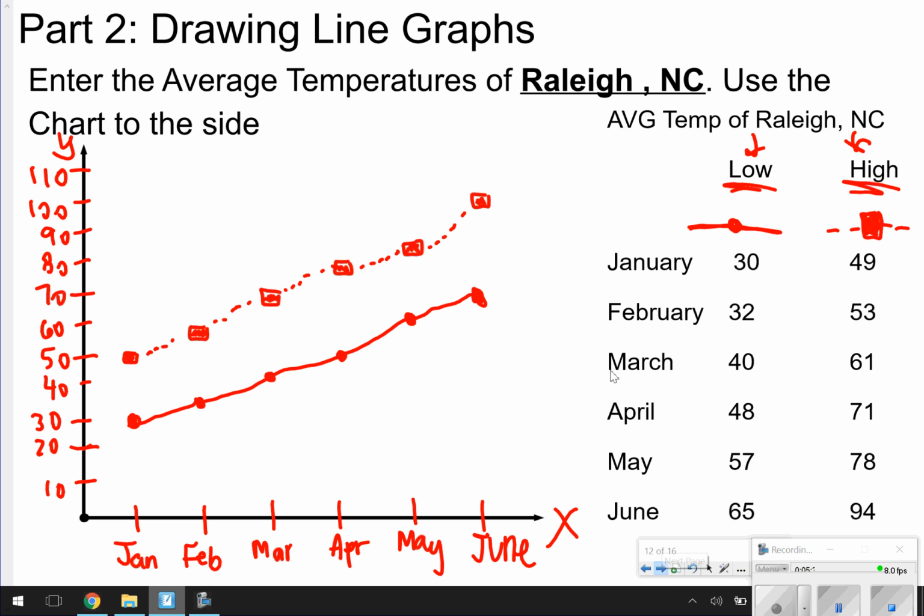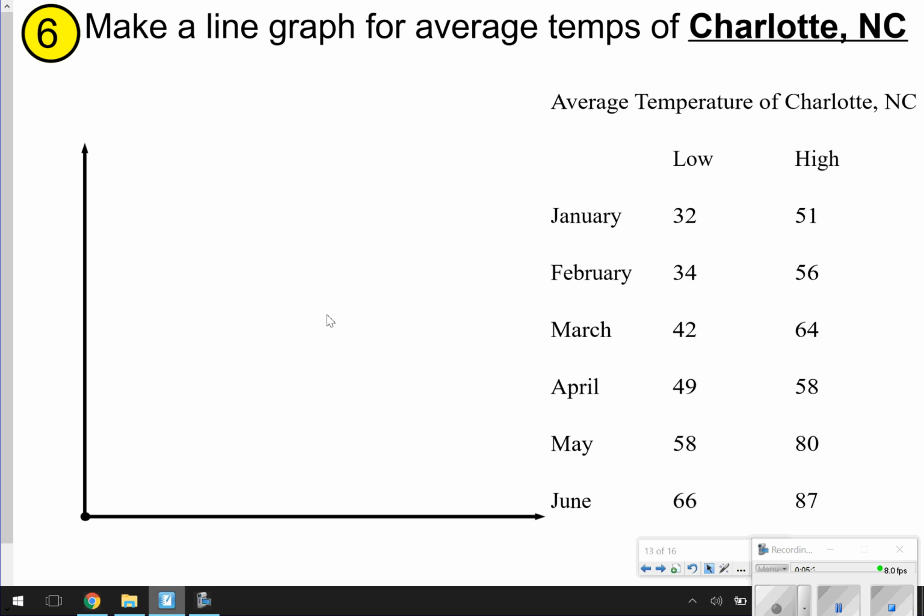So here's your question number 6. You are going to make a line graph with your partner. Notice that it's a little bit different. It's talking about Charlotte, North Carolina. Kind of the same concept though. You're trying to do low temperatures and high temperatures for the months January through June. So I would probably establish low temperatures with a solid line with circles. High temperatures might have a dotted line with squares. Go ahead and pause the video to take time and draw your line graph with your partner. Once you're done, go ahead and click play to see the last slide before you're ready for homework.